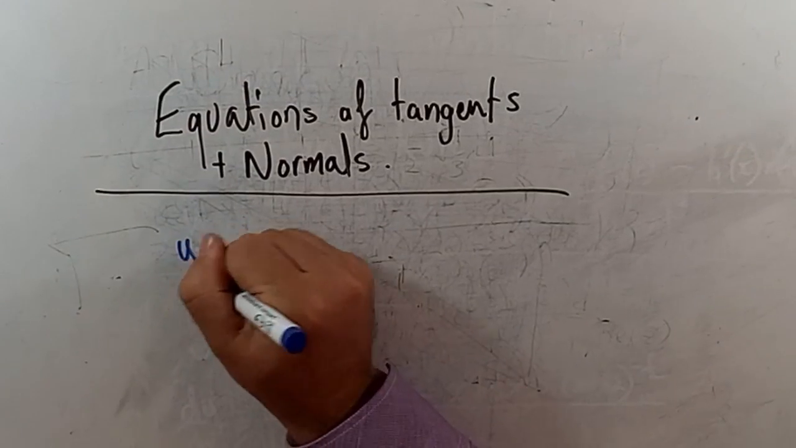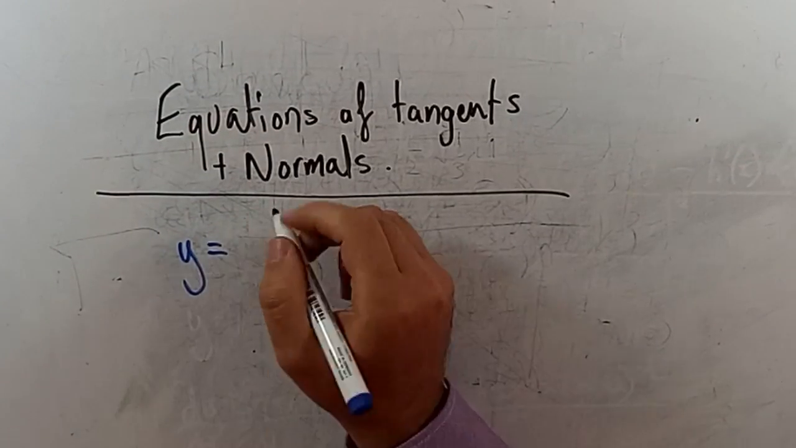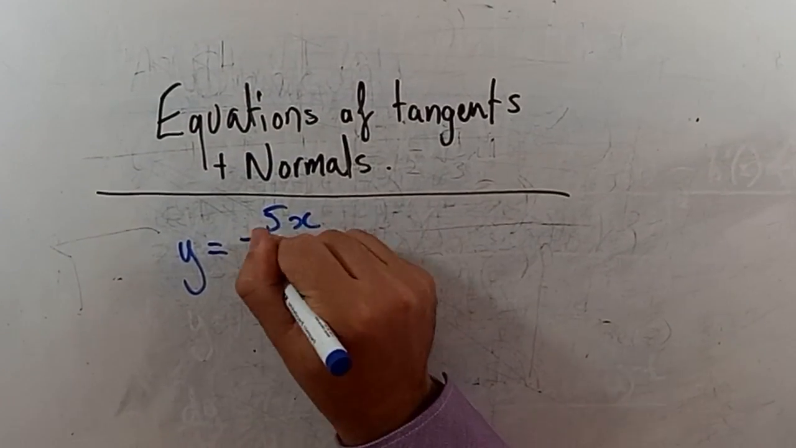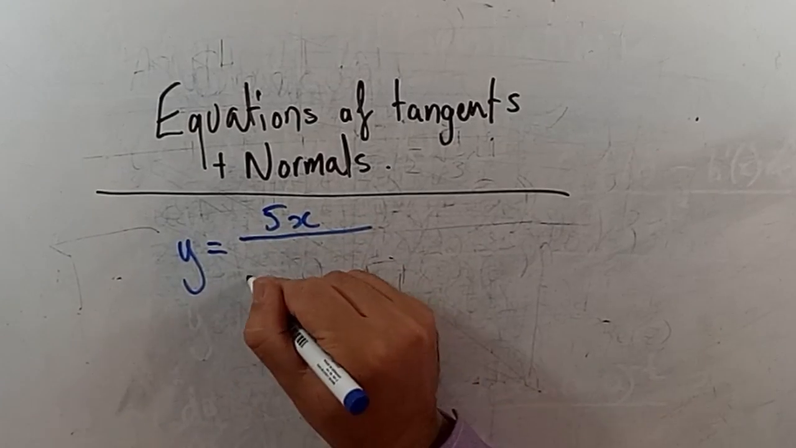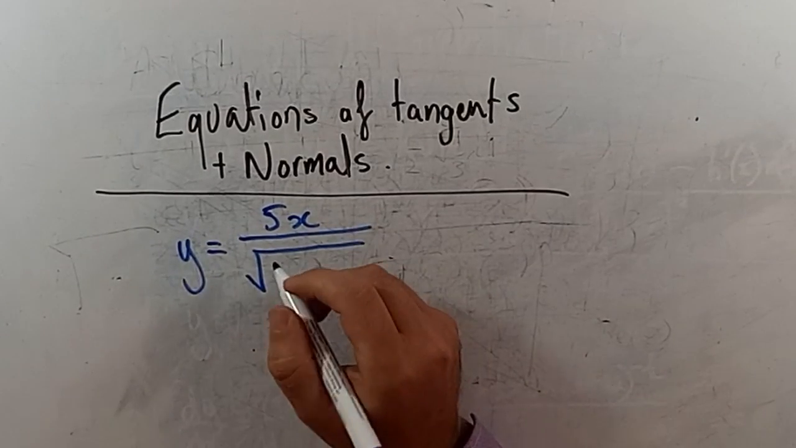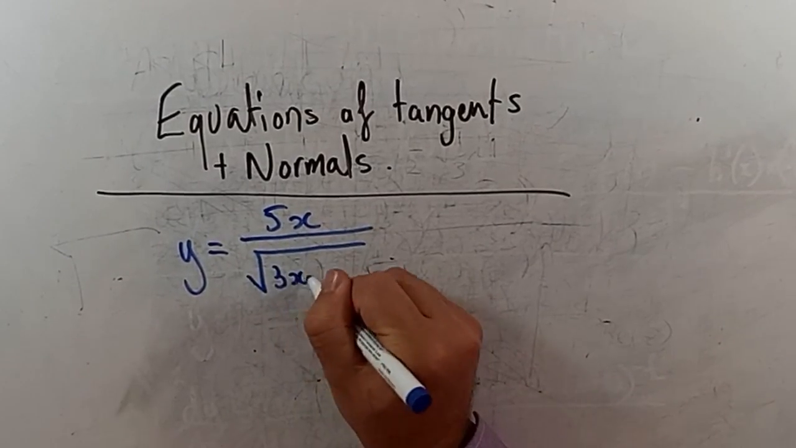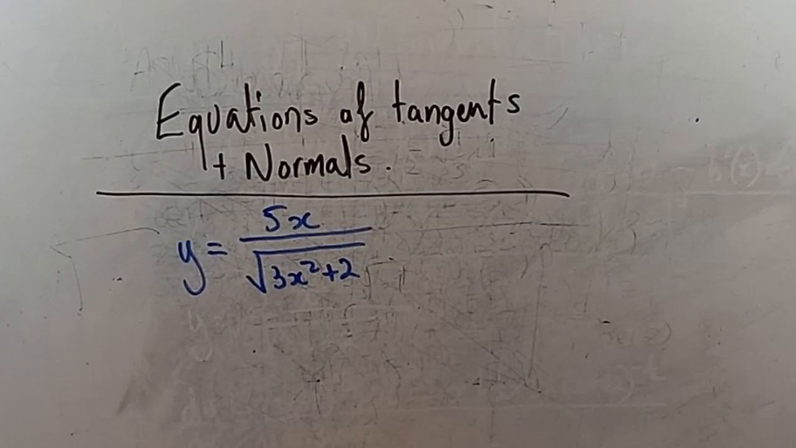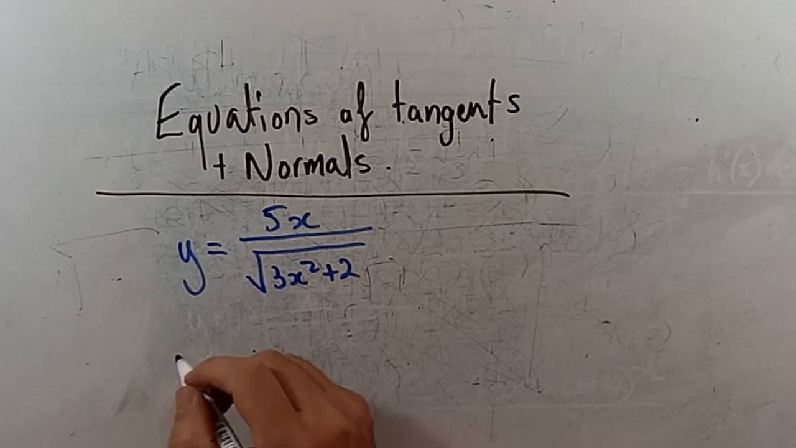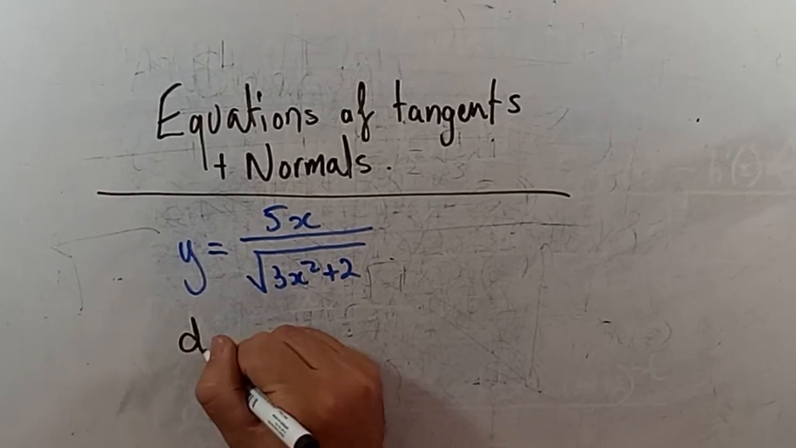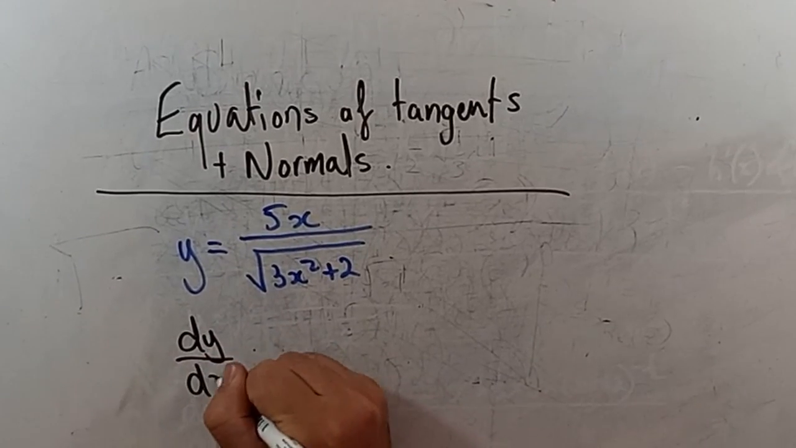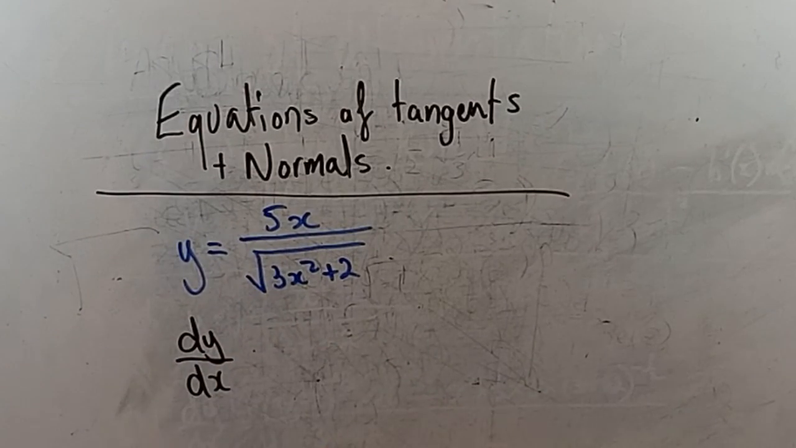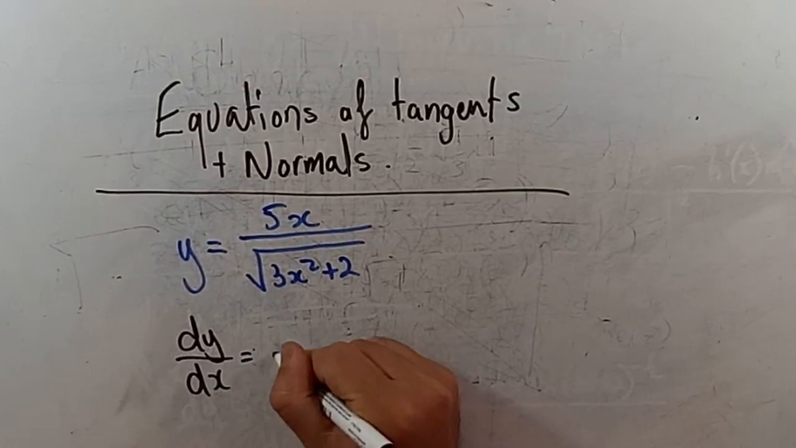Let's call it y equals 5x over the square root of 3x squared plus 2. Okay, I stuffed this one up, a similar one in my last video, so I thought I'd try and redeem myself a little bit, hopefully, if I don't bugger it up again. Okay, so we need to do dy dx. We're going to use the quotient rule.